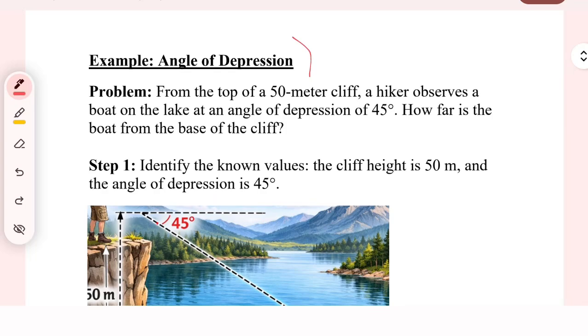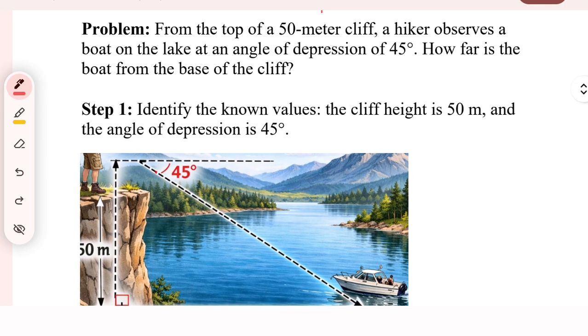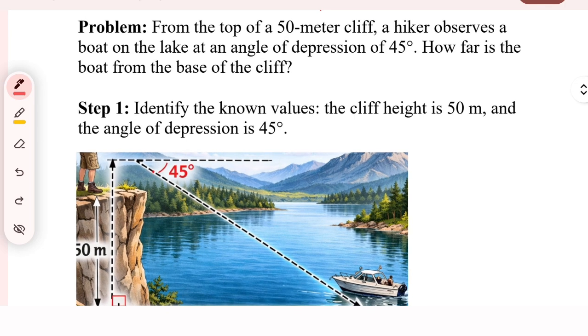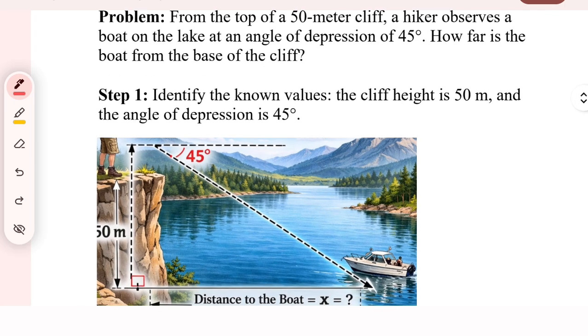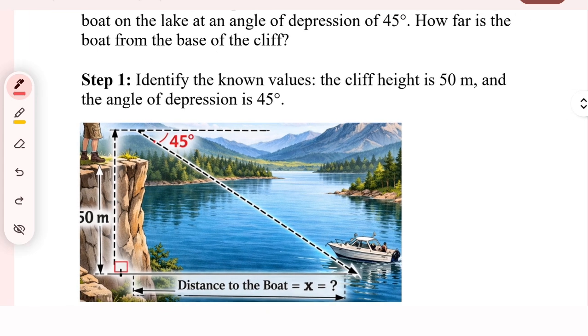All right, so the problem here states that from the top of a 50-meter cliff, a hiker observes a boat on the lake at an angle of depression of 45 degrees. The question is, how far is the boat from the base of the cliff? So the first step always is to identify what is given, or the known values.